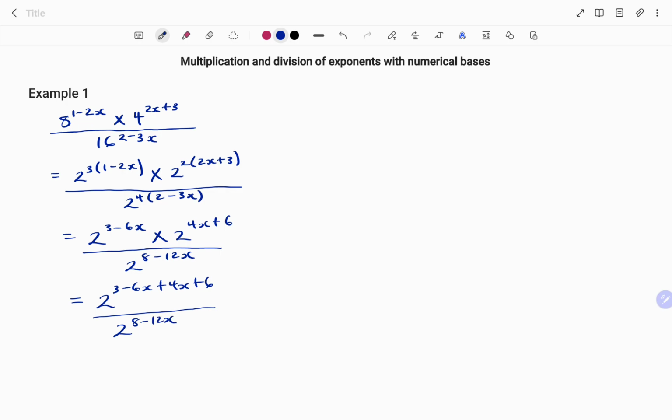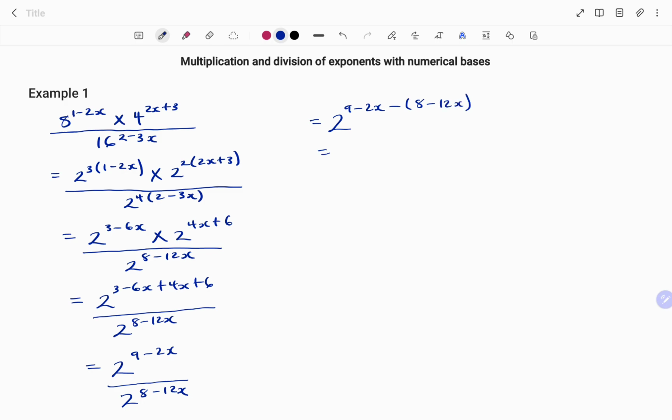That will give me 2 to the power of 9, because 3 plus 6 is 9, minus 6x plus 4x, that's minus 2x, over 2 to the power of 8 minus 12x. And because I'm dividing, the bases are the same, I'm going to be subtracting the powers. I have at the top 9 minus 2x minus, because my denominator is an expression, I'm going to put that in a bracket, which is 8 minus 12x.